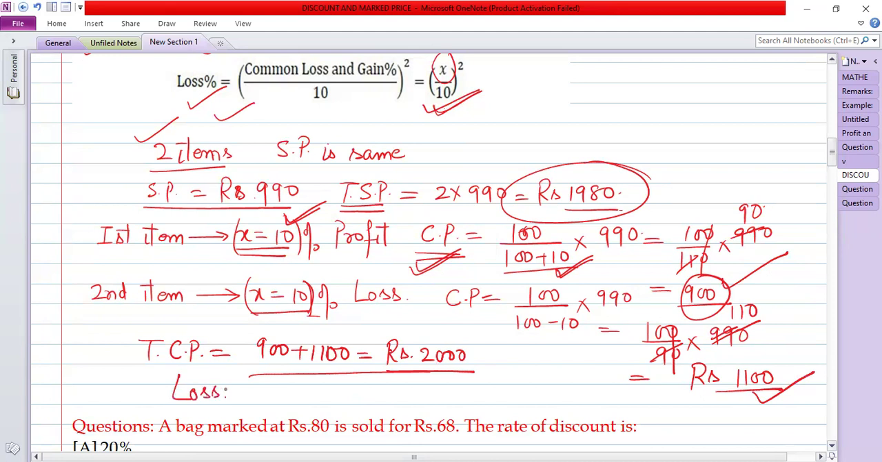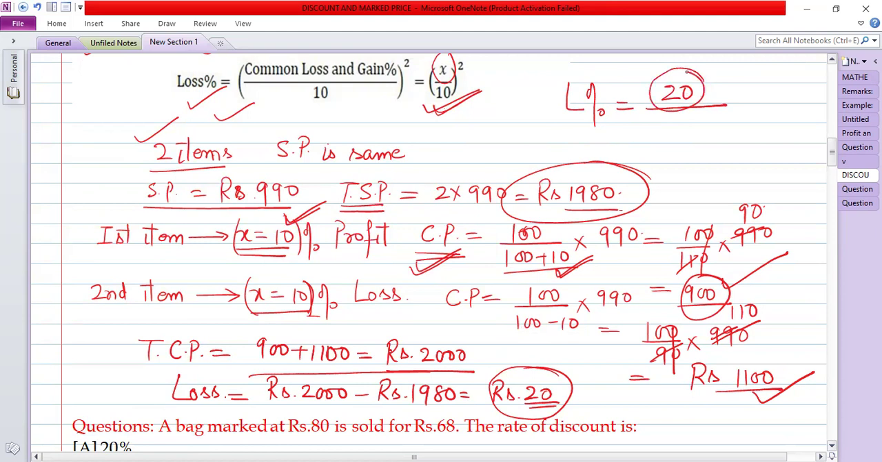First of all, the person is facing a loss. And what is the loss? Obviously, the loss is rupees 2000 minus rupees 1980, means the loss is 20 rupees. Now, this 20 rupees loss, if we have to calculate the corresponding loss percentage, it will be the loss amount, 20 rupees, divided by the cost price. So what was the total cost price? 2000, and that will give us 1% loss.